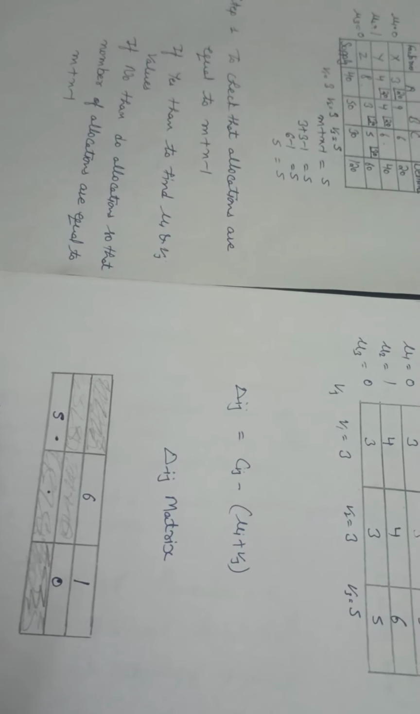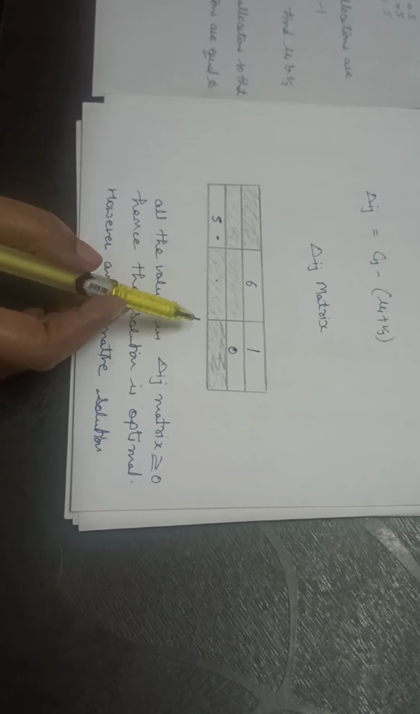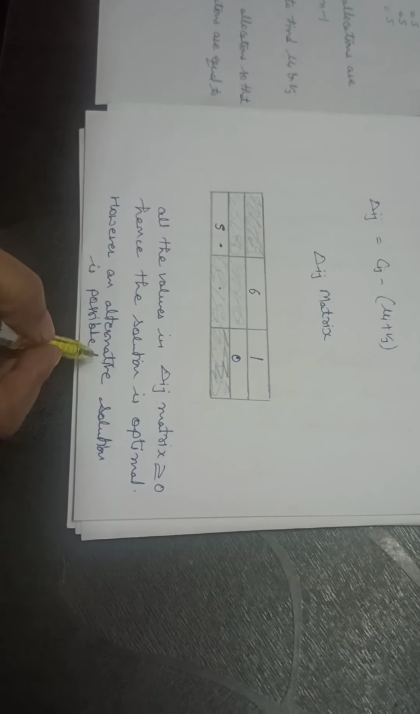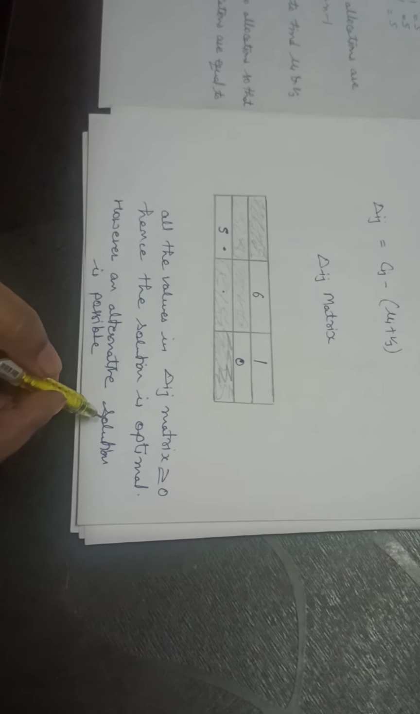If all the values in this matrix are positive or equal to 0 or greater than 0, it means the solution is optimal. But if a value in this matrix is equal to 0, that means we also have some alternative solutions. So we can say our transportation problem has been solved.